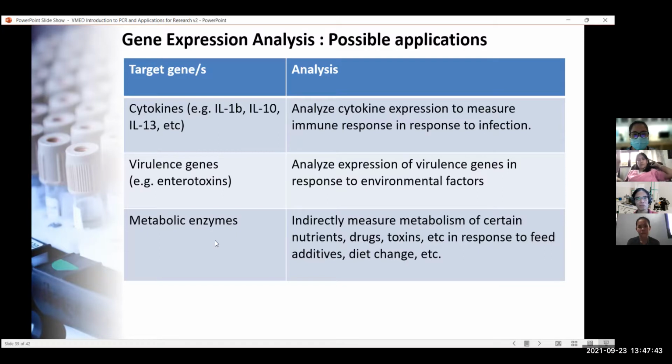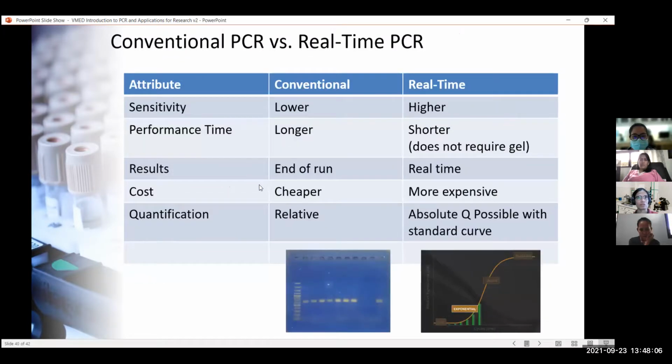And also you can measure metabolic enzymes. For example, if you're studying the effect of growth promoters, drugs, toxins, etc., you can measure metabolism of certain nutrients, drugs, or toxins in response to feed additives, diet changes, boosters, etc. So you can do gene expression analysis.